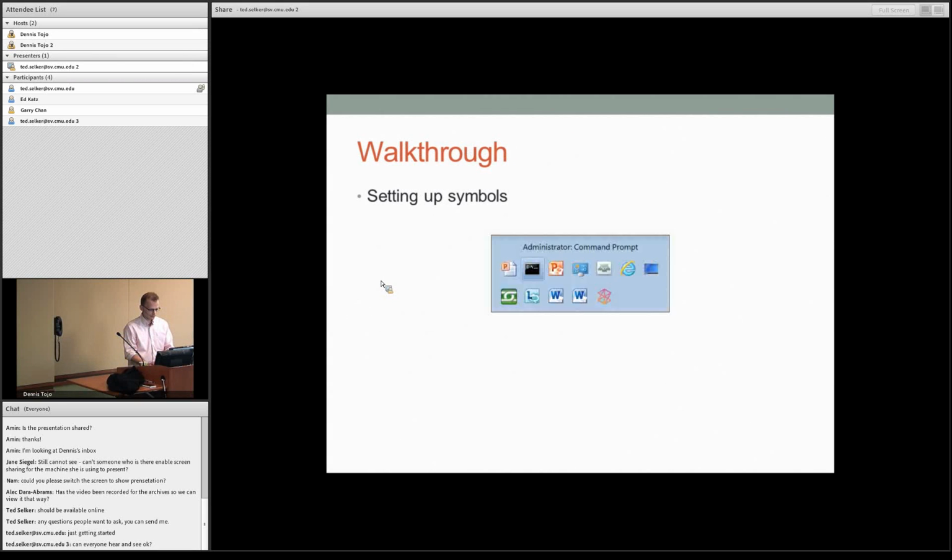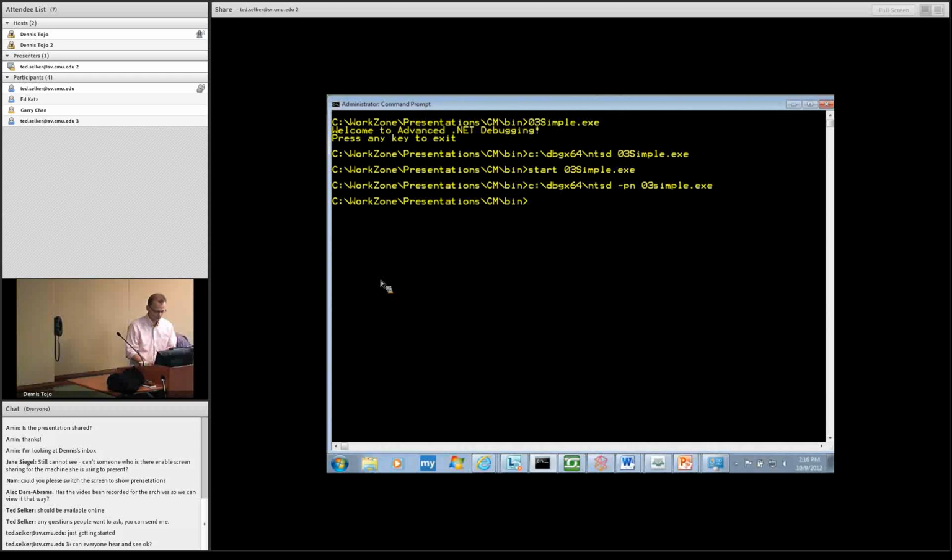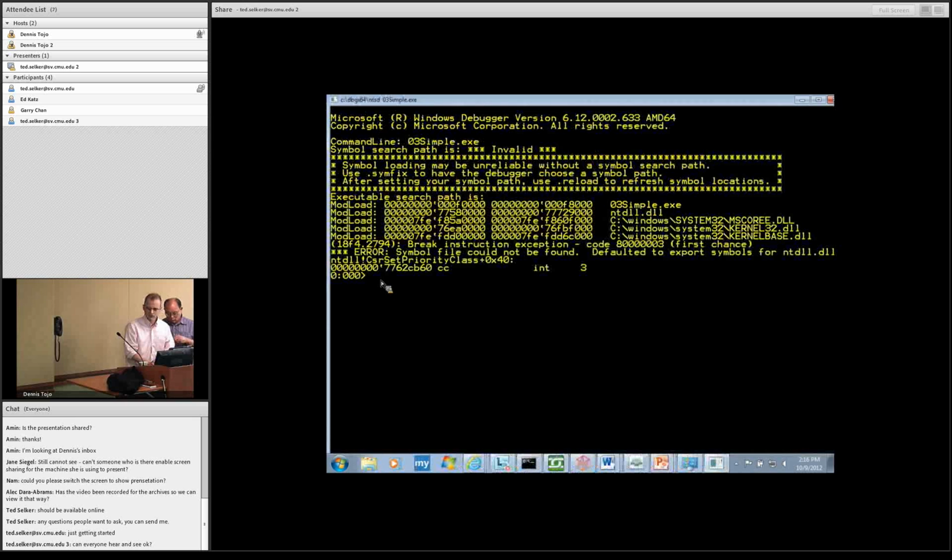So let me show you what that looks like. I'll use the same app here, o3simple.exe, and as soon as it loads, I want to find out what the current symbol path in our debugger is. Of course, it says none, because we haven't set anything. Thank you, Dennis. And I'll do a .symfix to set it to the Microsoft public symbol servers.